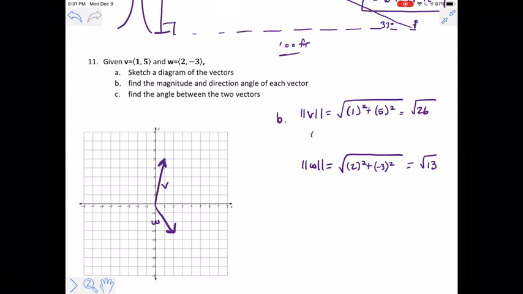And then the direction angle is the inverse tangent of y over x. So the inverse tangent of 5 is 78.7. And then remember, this formula gives you only angles in the first quadrant. So if the terminal point of that vector isn't in the first quadrant, then this becomes a reference angle. But for vector v, it is in the first quadrant. So the angle here is correct. It's 78.7 degrees.